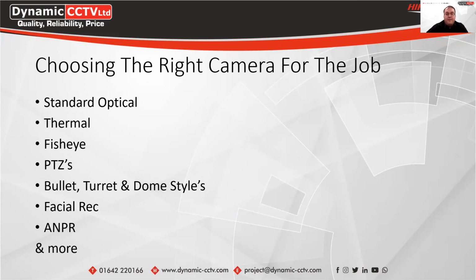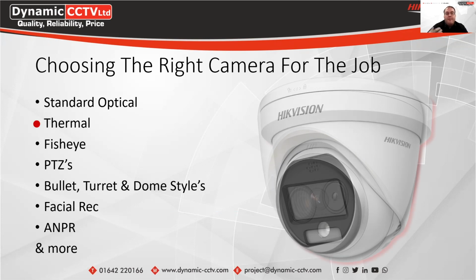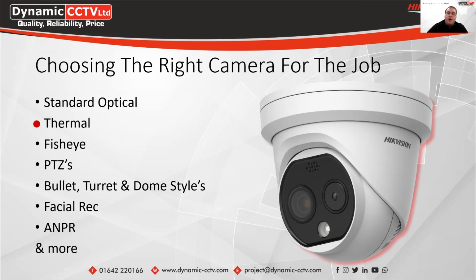There are a lot of different cameras that are available. You've got your standard optical cameras, which are your general image cameras, and then we've got thermal. These work off heat detection. These are generally used for your longer distance perimeter protection solutions. They can also be used for temperature measurement.